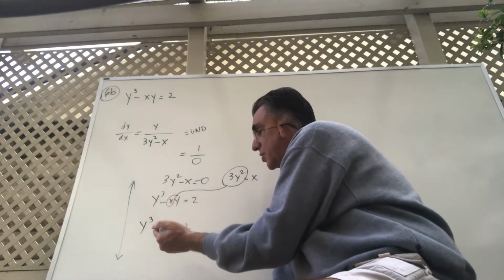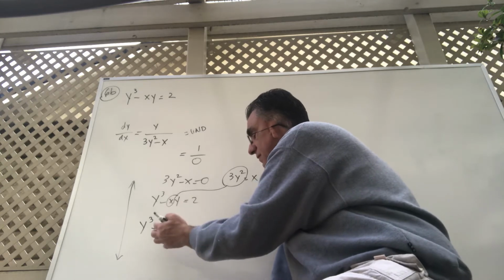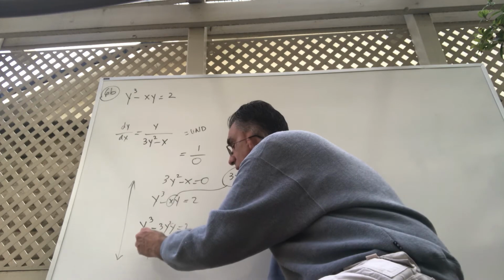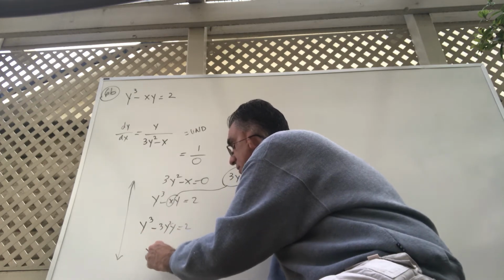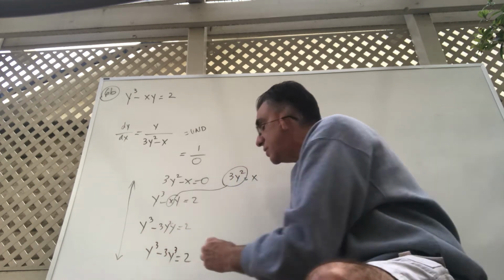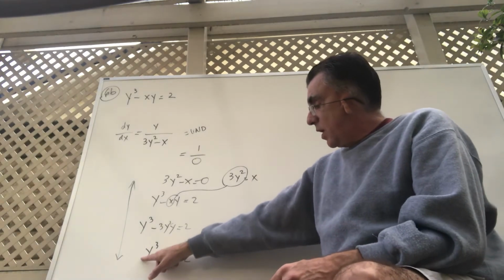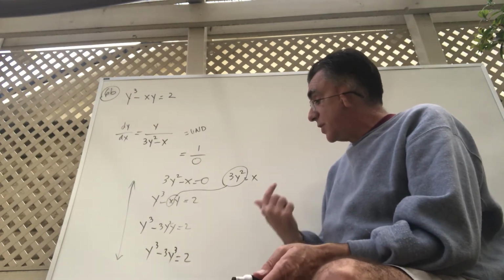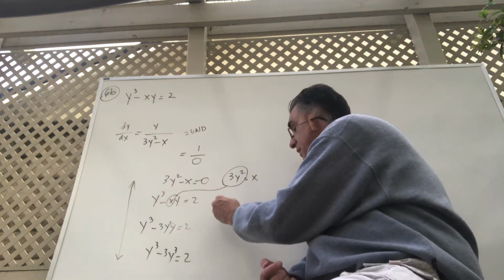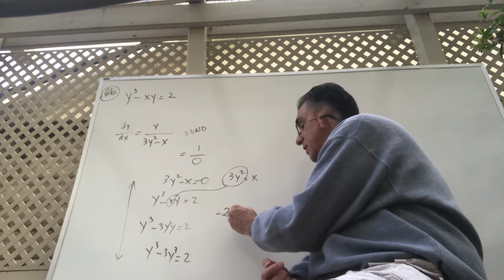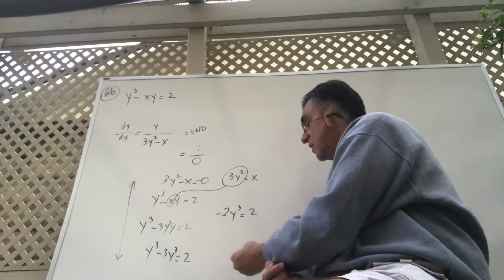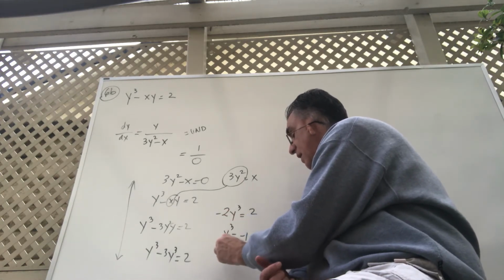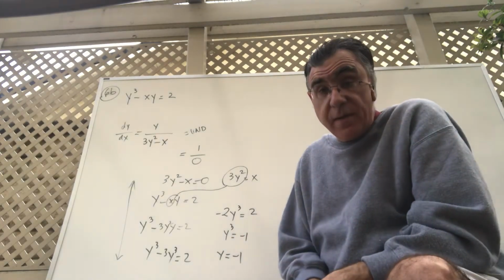Now, again, I probably should have done this in one step, but I didn't. y squared times y is y to the third. So I get y to the third minus 3y to the third equals 2. If I have 1y to the third and I lose 3y to the third, I get negative 2y to the third equals 2. Then divide by negative 2, and I arrive at y has to be negative 1.